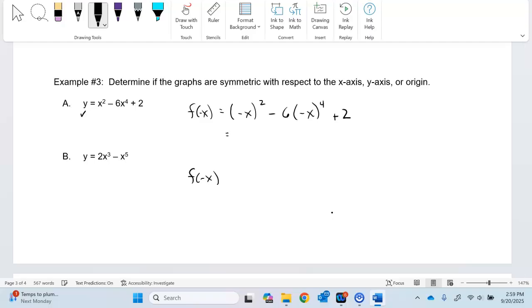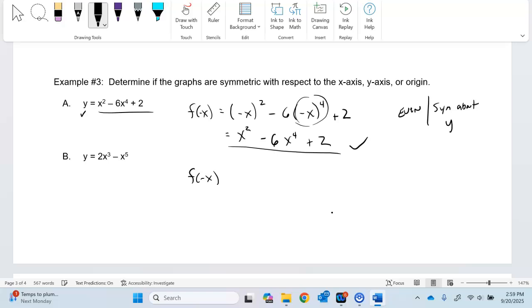And you see what happens here. If I square a negative value, I get the same thing as if I were to square the positive. So I can replace negative x squared with x squared. And anything with an even power, you see where it gets its name, the same thing happens. Negative x to the fourth is the same as x to the fourth. And look what happens. When I plug in a negative x, with those couple operations, I get the same function as I started with. So I know this is even, which also means it's symmetric about the y-axis.